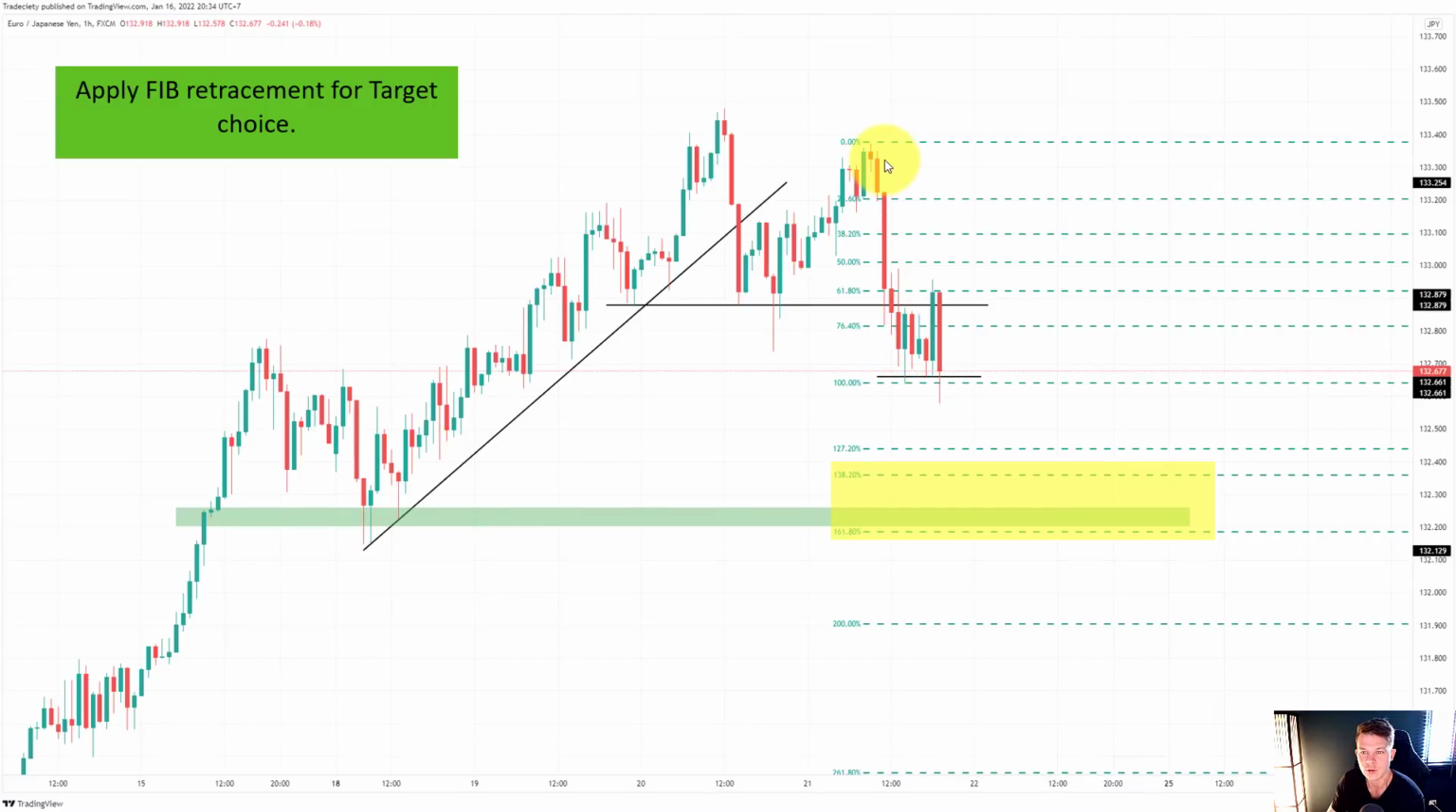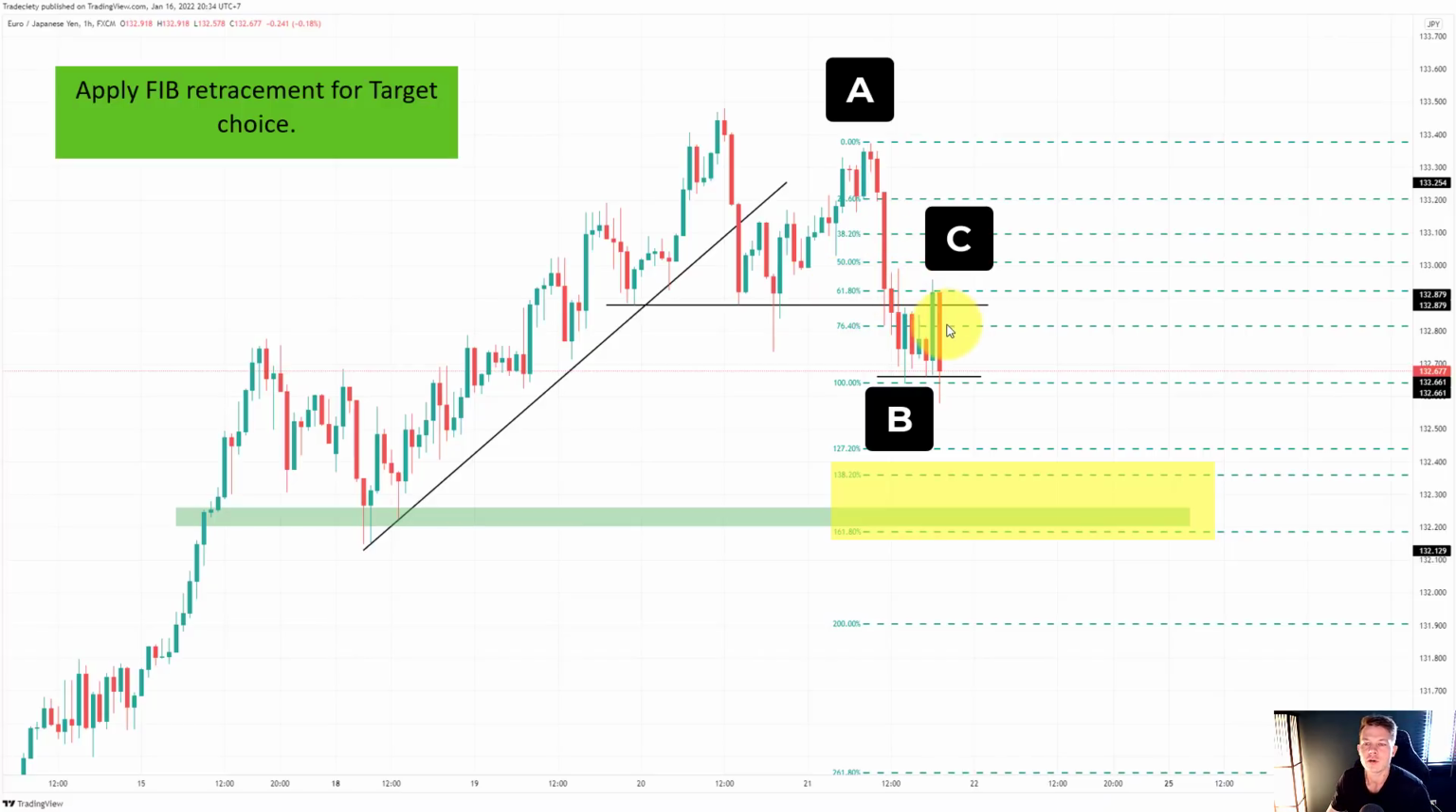For targets, what we do is that we look at the chart context. We apply a fib. Here's the starting point of the Fibonacci. Here's the end point of wave 1. So wave A, B, then here's the point C, a very nice confluence on the 61.8.